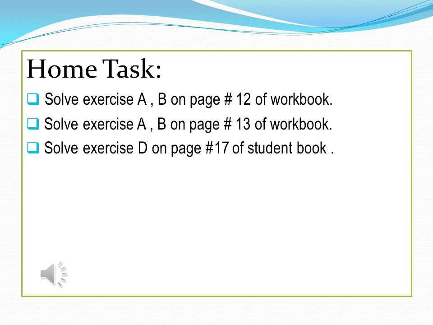Move towards home task. Today's home task is quite easy. Solve exercise A, B on page number 12 of the workbook. After this, you have to solve exercise A, B on page number 13 of the workbook. And you also have to solve exercise D, which is very simple, very easy, on page number 17 of the student book. So this is your homework, and this is quite easy homework. You will enjoy it while doing it.